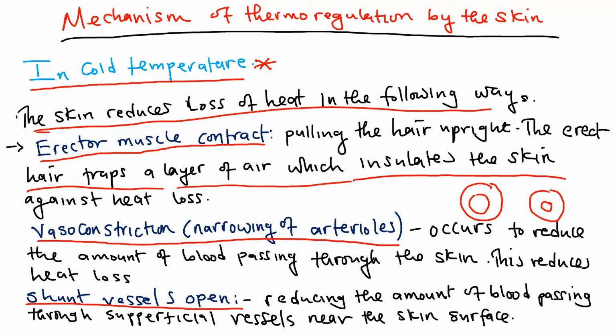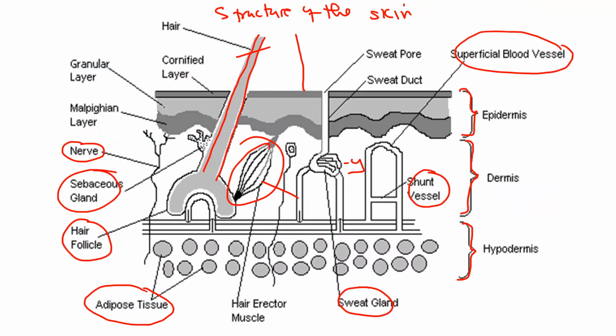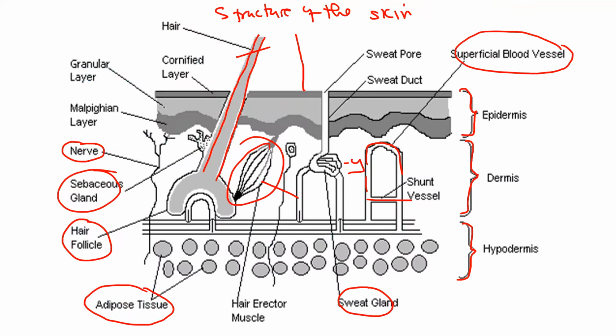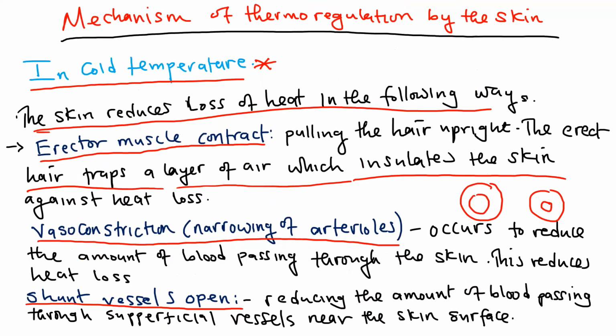Then shunt vessels. When you talk of the shunt vessels, we are looking at this. We have the superficial vessels on top right there. Then we have the shunt vessels. What happens is that the shunt vessel opens so that blood does not go beyond here and pass through the superficial vessel. So it just passes beneath the skin there. So the shunt vessels open to reduce the amount of blood passing through the superficial vessel near the skin. The superficial vessels are near the skin.